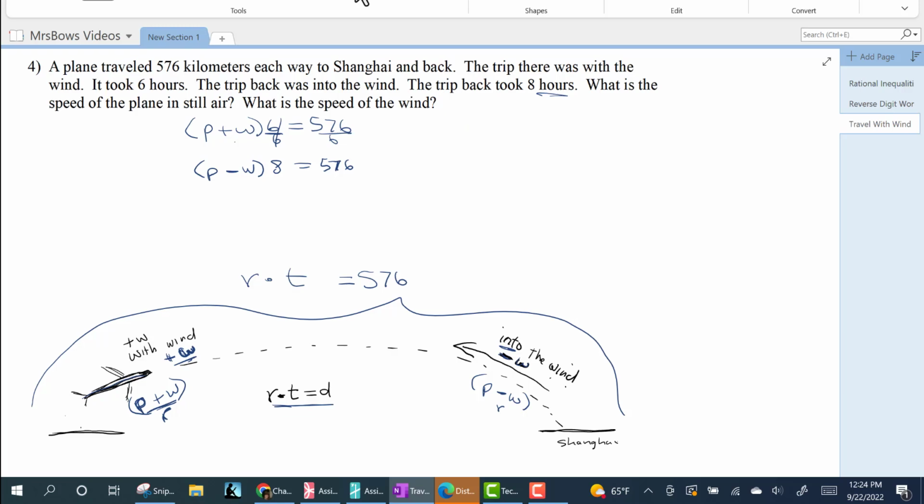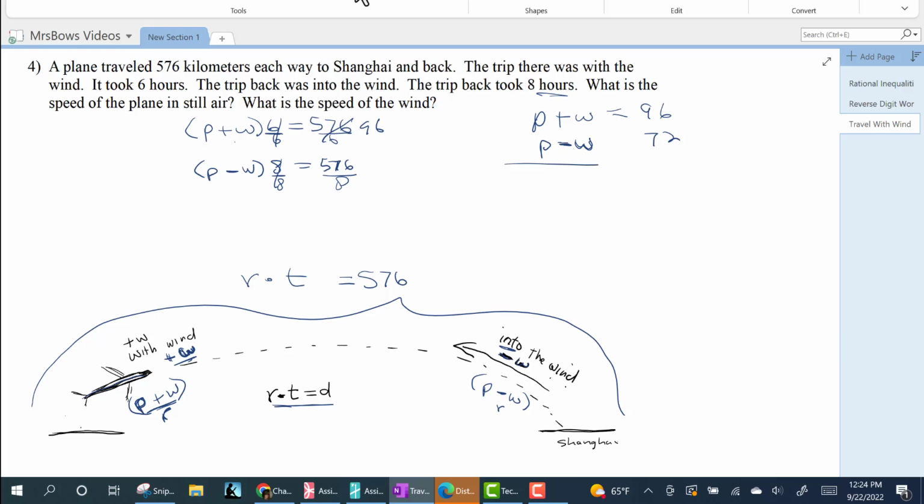All right. So now what is left is the plane's speed plus the wind speed is at a rate of 96 kilometers per hour, right? Now on this lower problem, we're going to divide by 8. And that's going to be 70 something, 72 it looks like. Let me double check that. Yep, 72. So 576 divided by 8 is 72. But now this is the plane's rate going against the wind, so it's a subtract W.